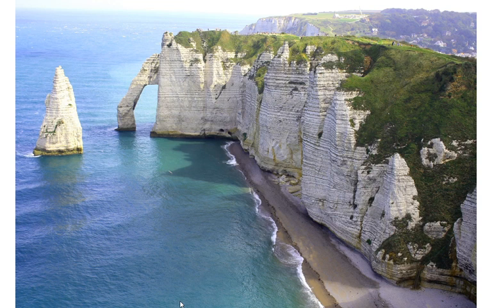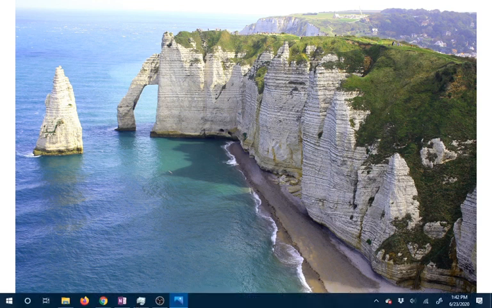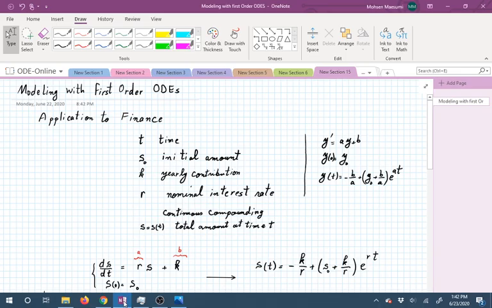Hi, and welcome to another edition of Ordinary Differential Equations. Today we are going to talk about application of ODEs to finance. This is going to be an example of a first order equation for modeling a financial transaction. Let's go ahead and see what the story is.